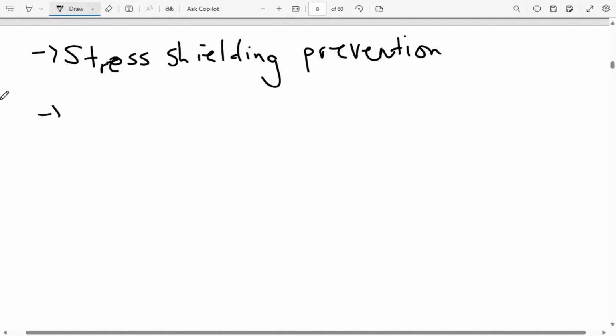The second one we can talk about is load sharing. When we have a similar modulus of the implant and the bone, we're going to ensure the bone and the implant actually share the mechanical loads, and that is going to help maintain bone strength and density. So we can say the second point is load sharing.